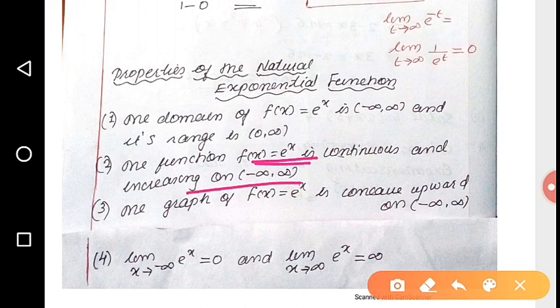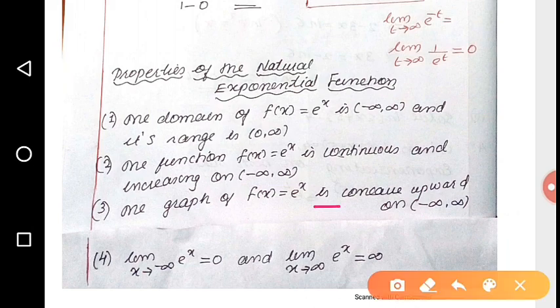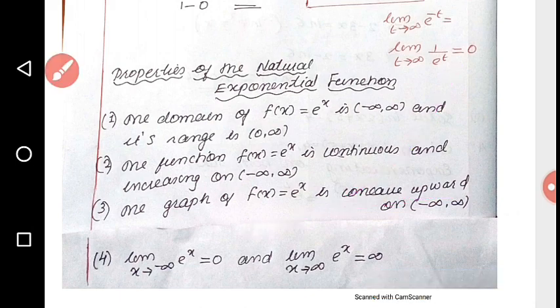Increasing means f dash of x is again e raised to x. E raised to x is always positive, which means f dash of x is greater than 0, so it is increasing. And f double dash of x, f dash of x is e raised to x. F double dash of x is again e raised to x, again positive, which means it is concave upward. So it is concave upward and it is increasing like this. And limit x tends to minus infinity e raised to x is 0, and limit x tends to infinity e raised to x equal to infinity.